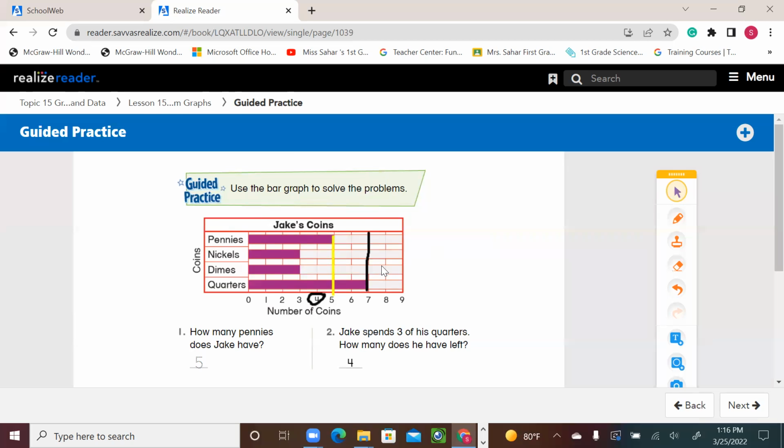I can also answer other questions, like what if they ask which coins he saved equal amounts of. I can see the nickels and the dimes, because for both he only saved 3. If I see which coin he saved the most of, I can see that quarters were the most because he saved 7.